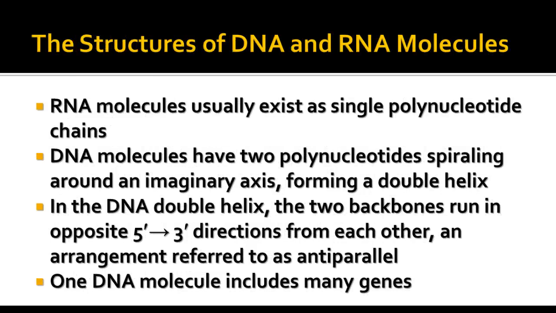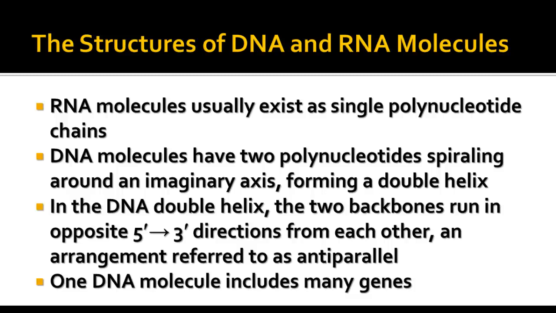The RNA molecules are usually single chains, whereas the DNA molecules are double, and generally speaking, the DNA molecules are spiraling around, forming a double helix. In the helix, the backbones run in opposite directions from each other. This is called anti-parallel. So one side has the 3' end at the bottom and the 5' end at the top, and the other chain is the opposite, with the 3' at the top and the 5' at the bottom. So they're anti-parallel to each other.